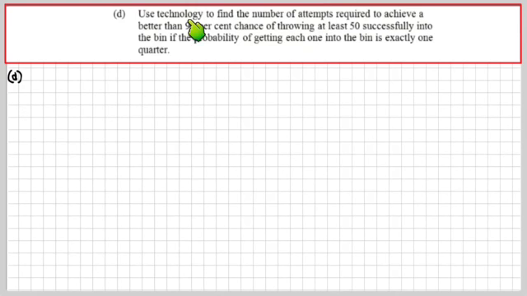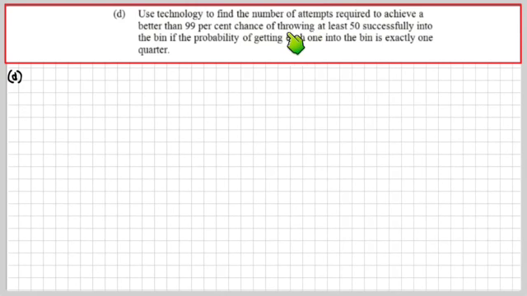Alright, you're back. Using technology, find the number of attempts required to achieve a better than 99% chance of throwing at least 50, my goodness, successfully into the bin if the probability of getting each one into the bin is exactly 1/4. Wow.